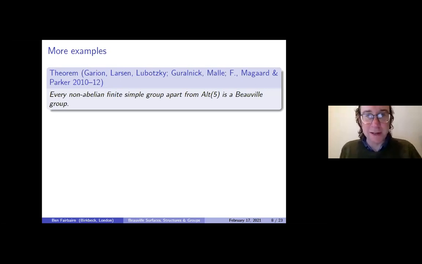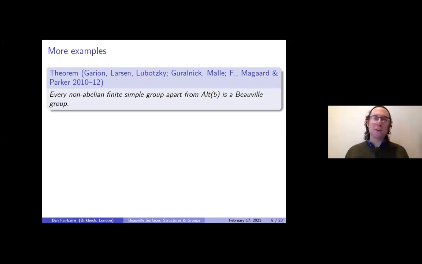So what Garion, Larsen and Lubotzky did was really a probabilistic approach that actually only verified this for all sufficiently large groups, but that's very close to being the full answer. Guralnick and Malle literally proved the theorem on the board now, whereas the paper by the last three authors actually verified a slight generalization of this.